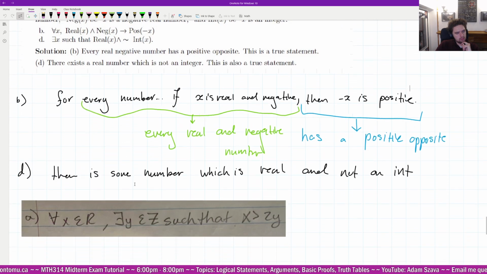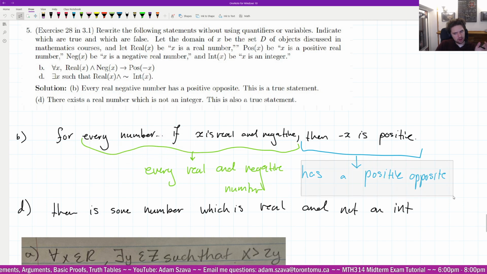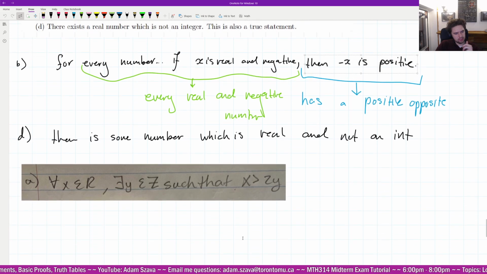And then to here, you just want to kind of start combining things. So instead of having a variable, instead of saying for every number, if that number is real, too much repetition. In English, we don't say that kind of stuff. For every real and negative number has a positive opposite. That's all.